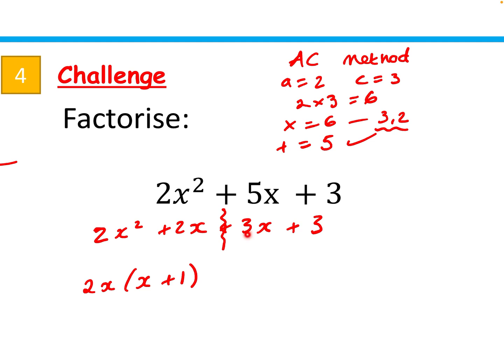For the one on the right, I can factorise out 3 here and also 3 here. So I'm going to get 3 and then x plus 1. 1 times 3 will give me 3 here. Finally, I need to write into 2 brackets. Because this bracket is the same, that creates one of them. Then my other bracket is everything left over. I've got 2x and plus 3.